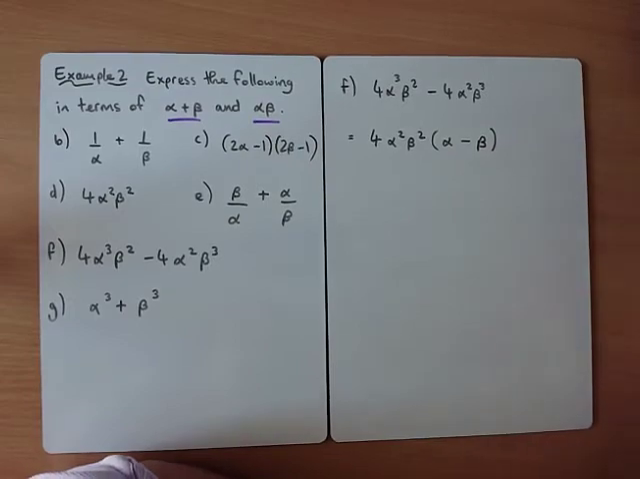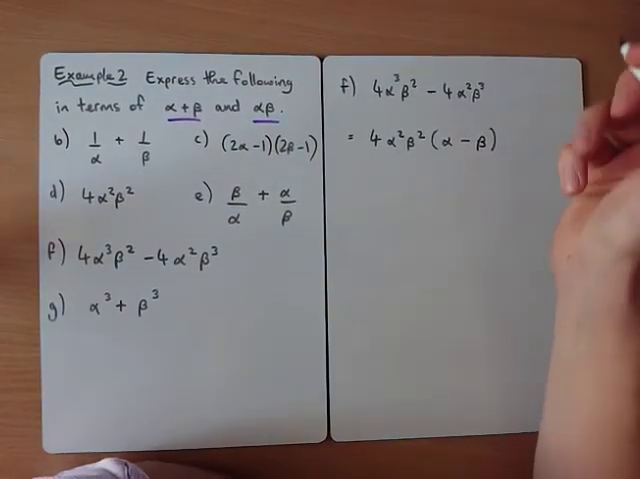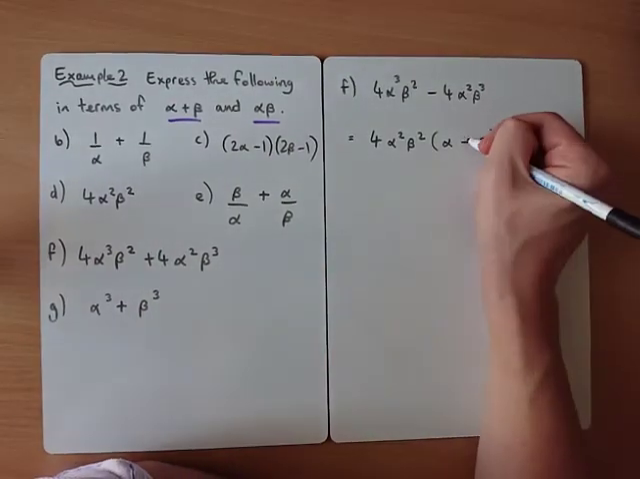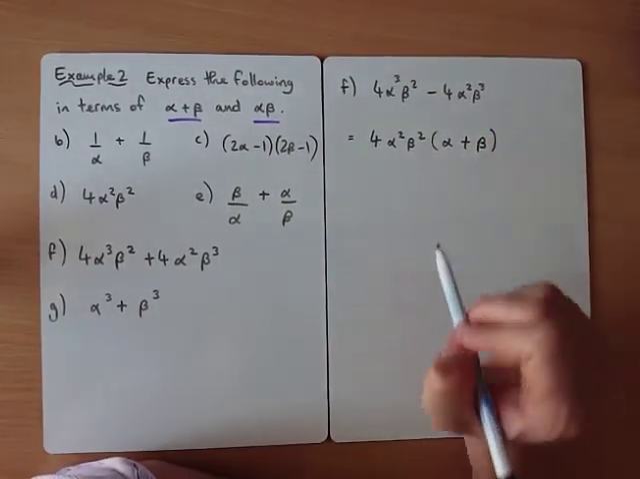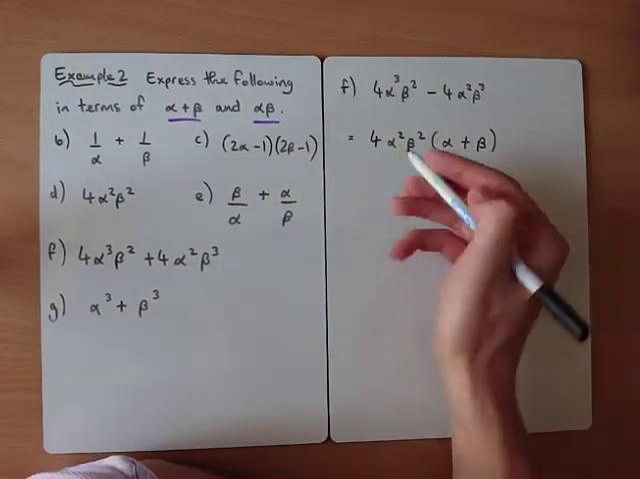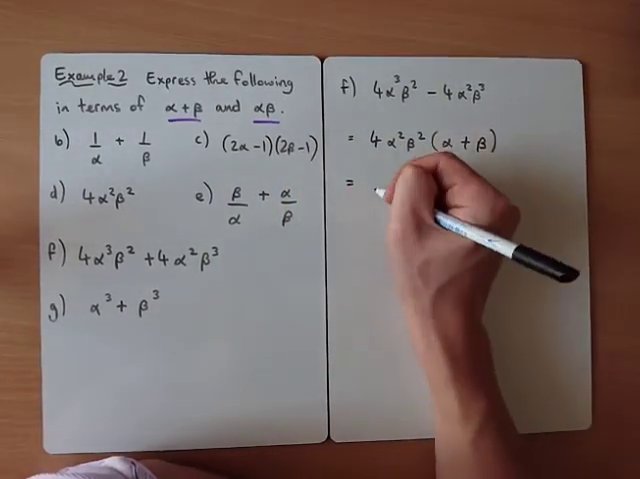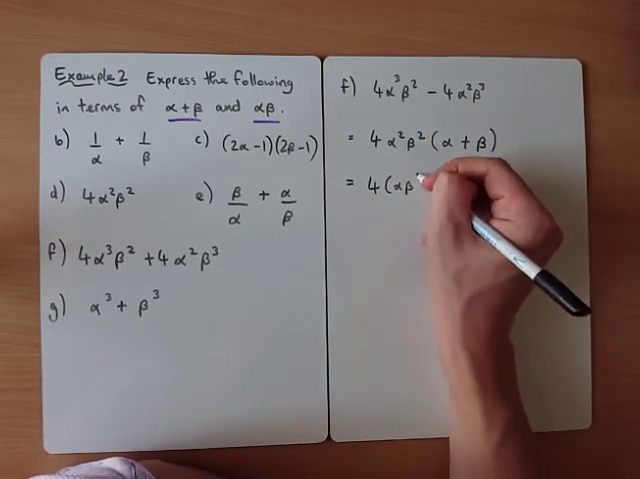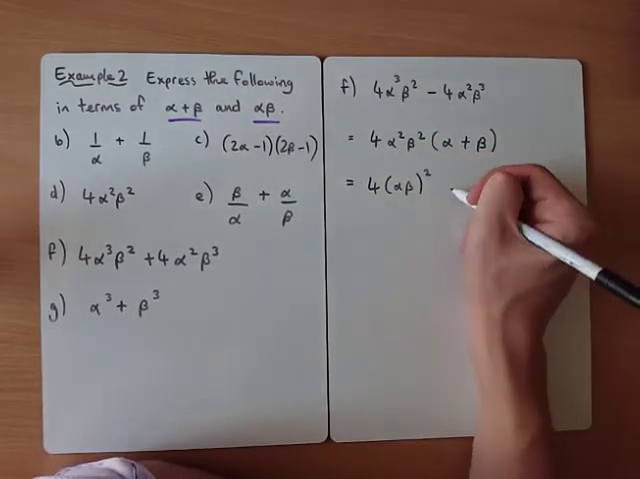which means we've got a typo on the sheet. So I'm going to have to change that. That should be plus, because it's got to be in terms of alpha plus beta and alpha beta. Apologies, guys. And then finally, to finish that one off, alpha squared beta squared is alpha beta all squared.